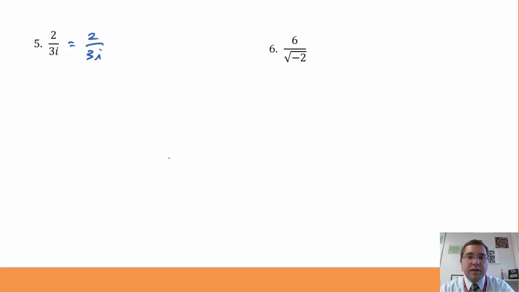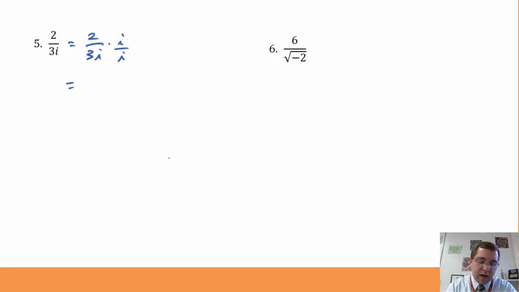Here's how I do it when it's an i instead of the square root of negative 1. I multiply by 1. But I multiply by 1 in a semi-creative way. We'll call it creative. It's as creative as mathematicians ever get. I'm going to multiply by i over i.